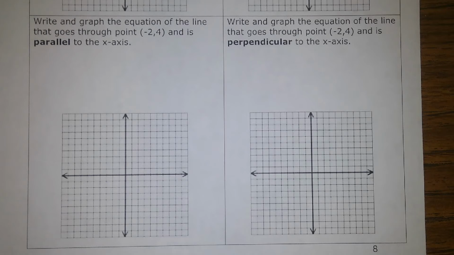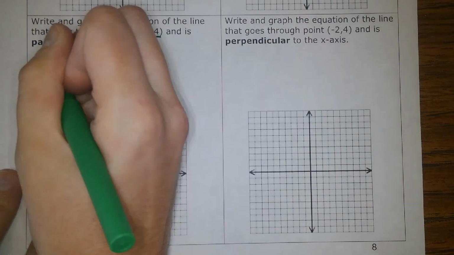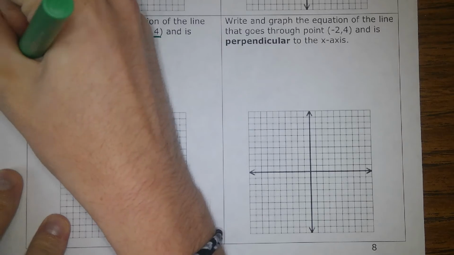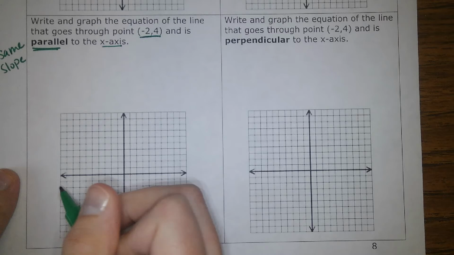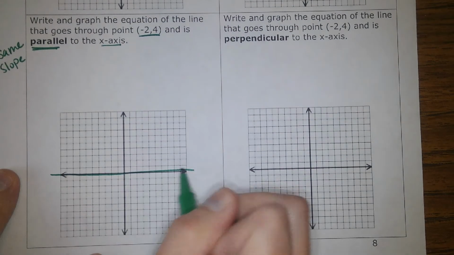When you write and graph an equation of a line where the slope is either 0 or undefined, okay? So we want to write and graph the equation of the line that goes through this point, negative 2, 4, and is parallel to the x-axis. Remember, parallel means same slope. So I'm going to go ahead and draw a line on my x-axis.